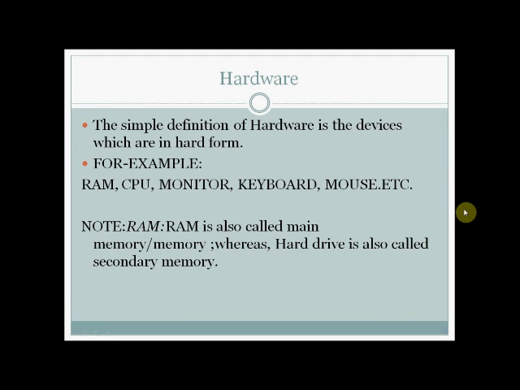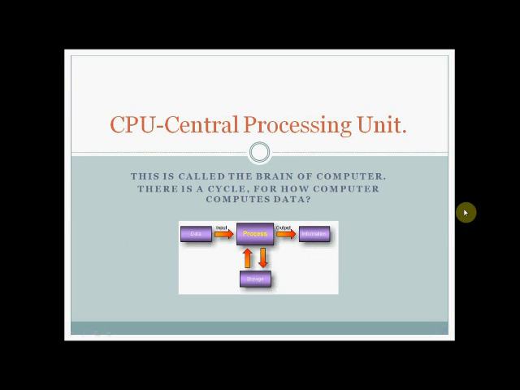Hardware. The simple definition of hardware is the components of a computer which are in hard form. For example, RAM, CPU, monitor, keyboard, mouse, etc. RAM is called main memory and the hard drive is called secondary memory. CPU, Central Processing Unit, is the brain of the computer. The data we input is processed by the CPU and is stored in the RAM or storage device, and then it returns to the processor, which then outputs the information on the computer screen or monitor.